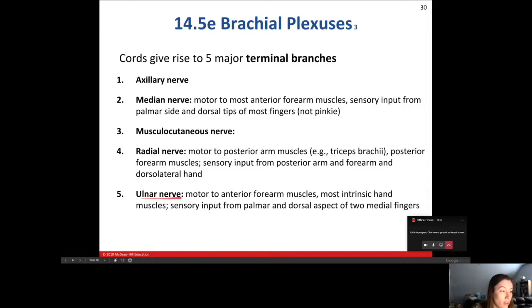And then finally, our ulnar nerve, which is going to be on the pinky side, is motor to the anterior forearm muscles, most of the muscles of your hand, and has sensory input from the palm and dorsal aspect of the 2 medial fingers. So like your little finger over here especially.